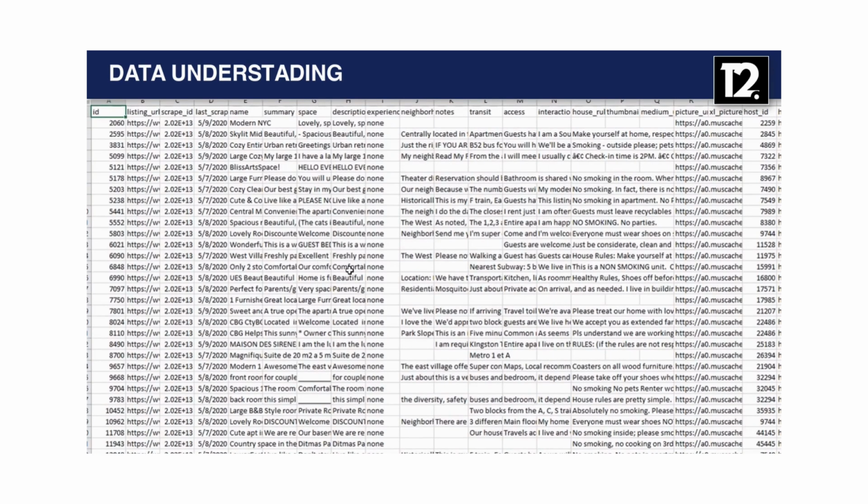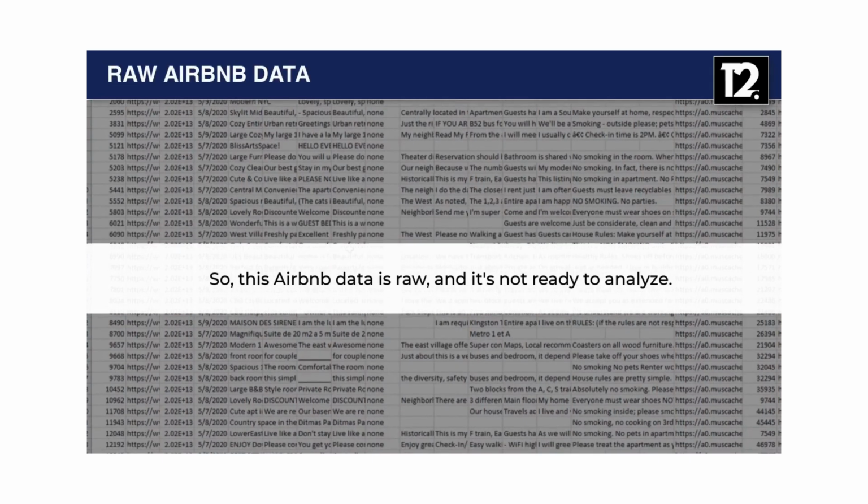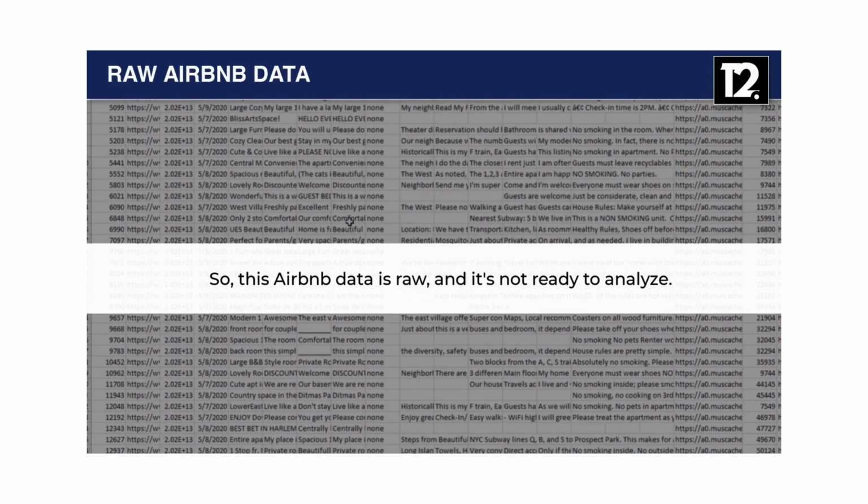The Airbnb data was in a compressed file, and we decompressed it. It was a CSV, and so we've opened it in Excel. And we note that it is very raw. It's kind of messy and it's not ready to analyze yet. But that's a very common occurrence as you get raw data and then you get it set up so that you can analyze it. So this Airbnb data is raw and it's not ready to analyze.